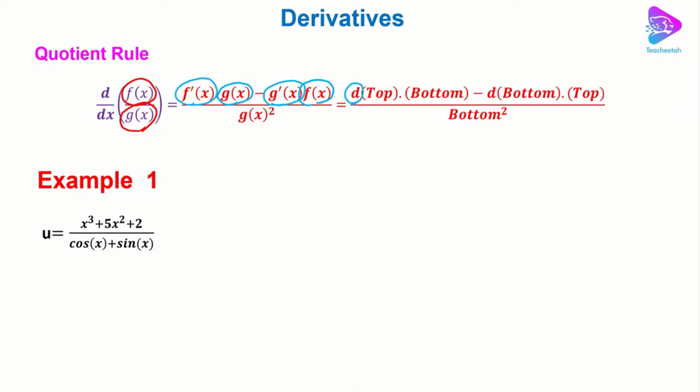In the first example that we have in here, it's basically x cubed plus 5x squared plus 2 over cos x plus sin x, and easily we can apply the quotient rule. So the top part in here is f(x), and the bottom part for us is g(x).